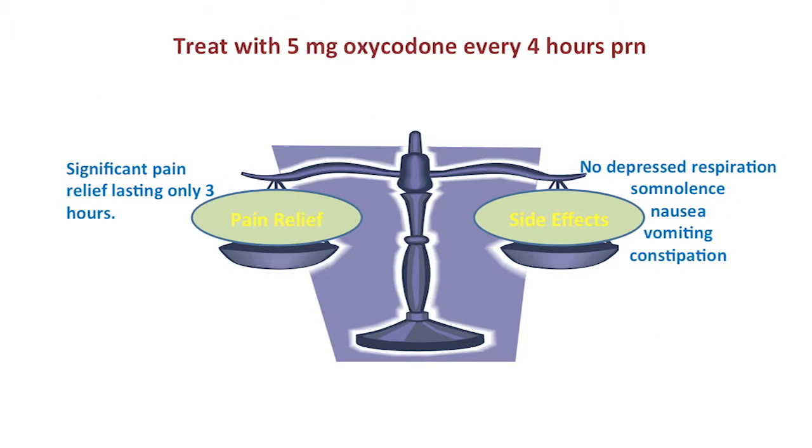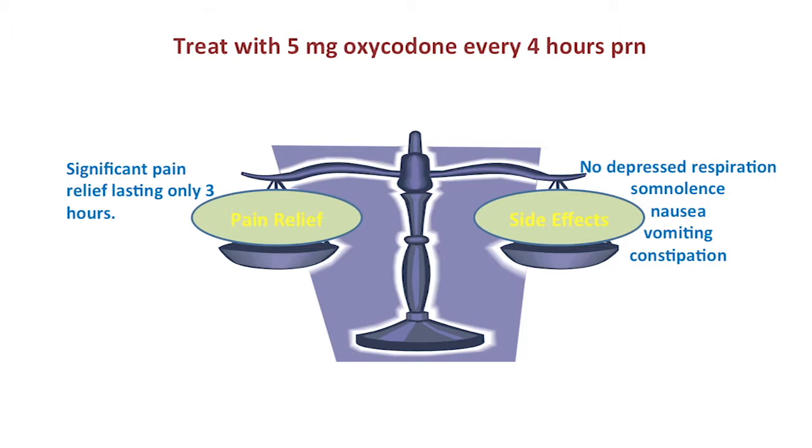You begin treatment with 5 milligrams of oxycodone every 4 hours. This results in significant pain relief, but only lasting 3 hours. There is no depressed respiratory drive, no somnolence, no nausea, no vomiting, and no constipation.